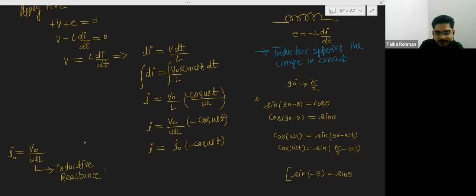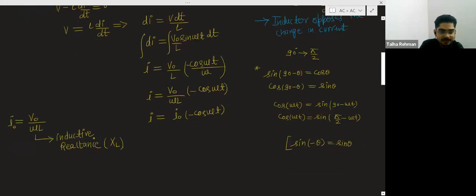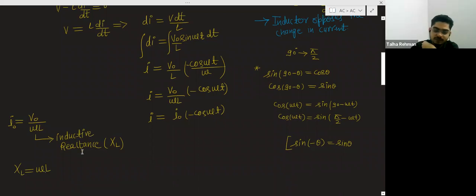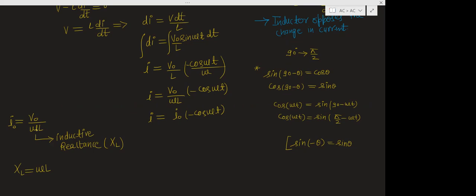And this inductive reactance is represented by X suffix L. Inductive reactance XL is given by omega L. So that's inductive reactance. Like resistance in the resistive circuit, in the inductive circuit we have inductive reactance. This is also a resistance. Okay, got it? Yes.